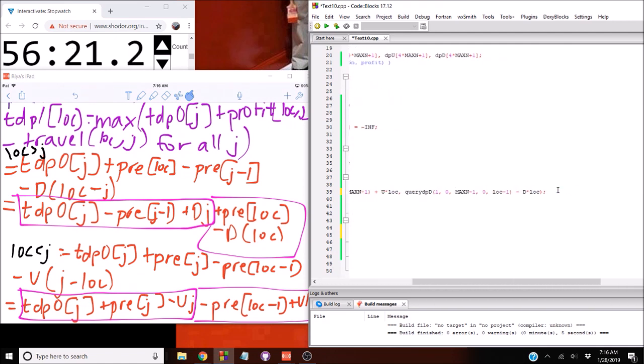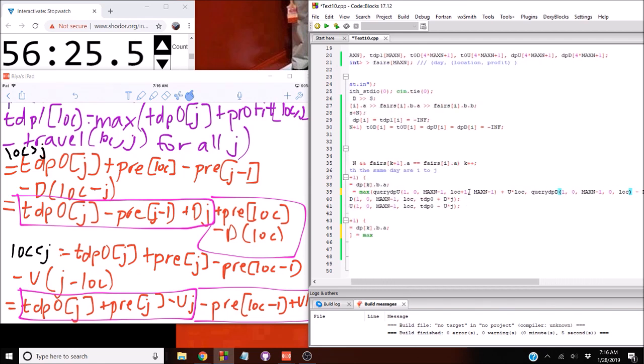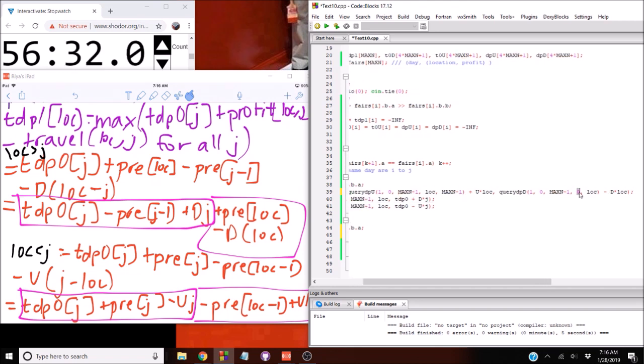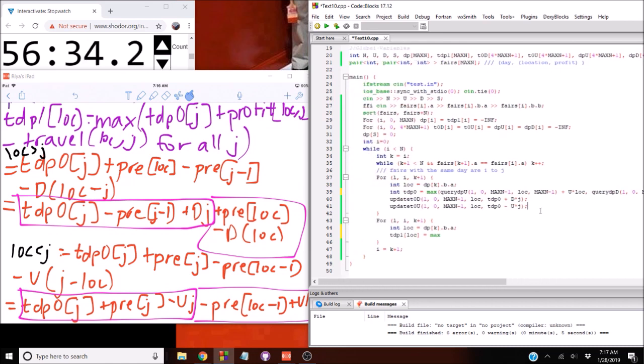Actually, I suppose we could just include j everywhere, because we know it's not going to happen. Simply because we don't want lock plus 1 to be greater than max n minus 1, and we don't want lock minus 1 to be less than 0. We'll just include it everywhere.